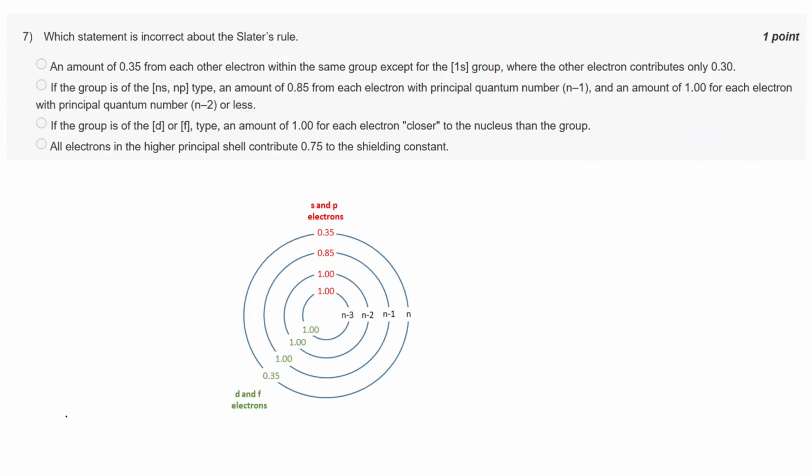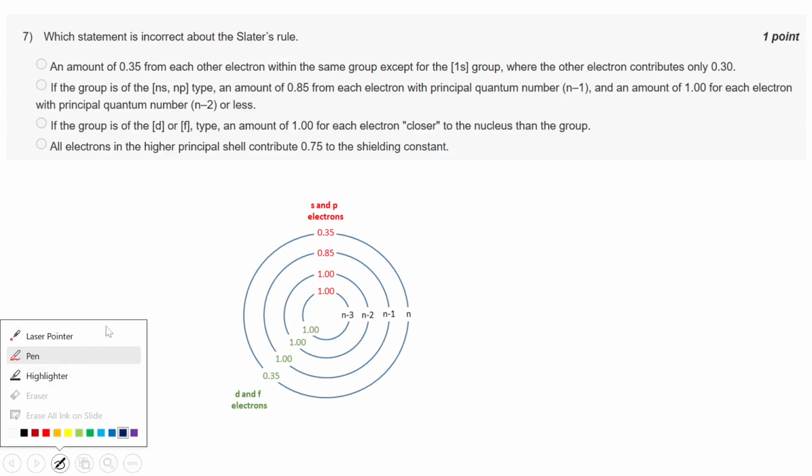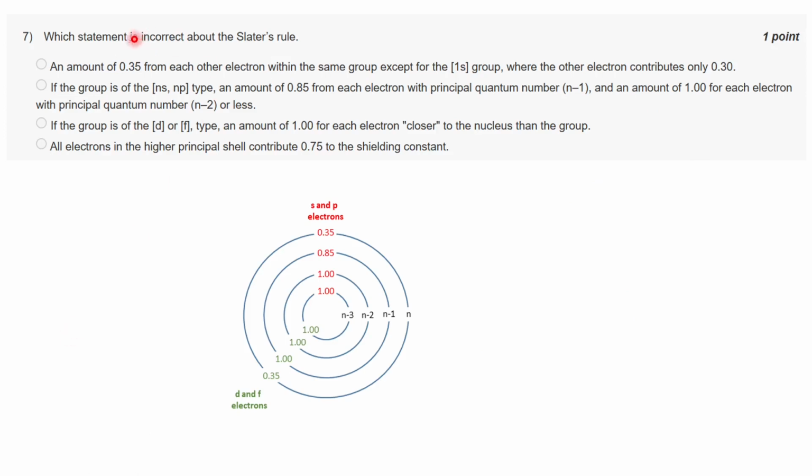So now we can solve this question. The question is, which statement is incorrect about this latest rule? I'll read out the options. An amount of 0.35 from each other electron within the same group, except for the 1s group, where the other electron contributes only 0.30. So this is just how we explained it.